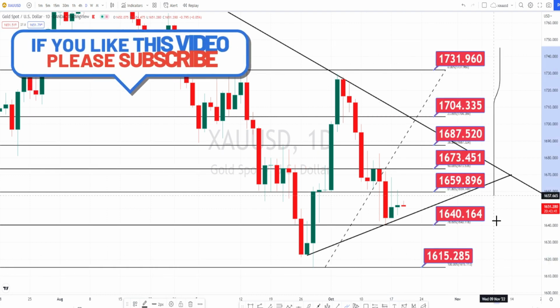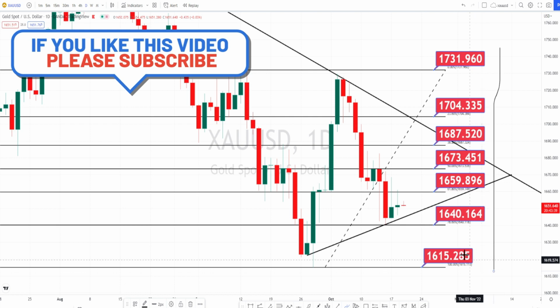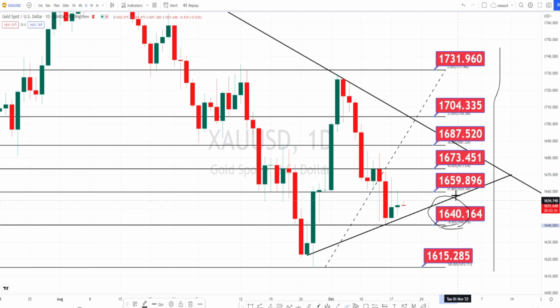So these are all the resistance and support levels for current price action in daily time frame. Currently the price action is trading between the support level of 1640 and resistance level of 1659 or 1660. And if the price action bounces back from this resistance level of 1659, next level of support is going to be around 1640 and 1615. And if the price action breaks the resistance level of 1659, next level of resistance is going to be around 1673, 1687, 1704 and 1731.